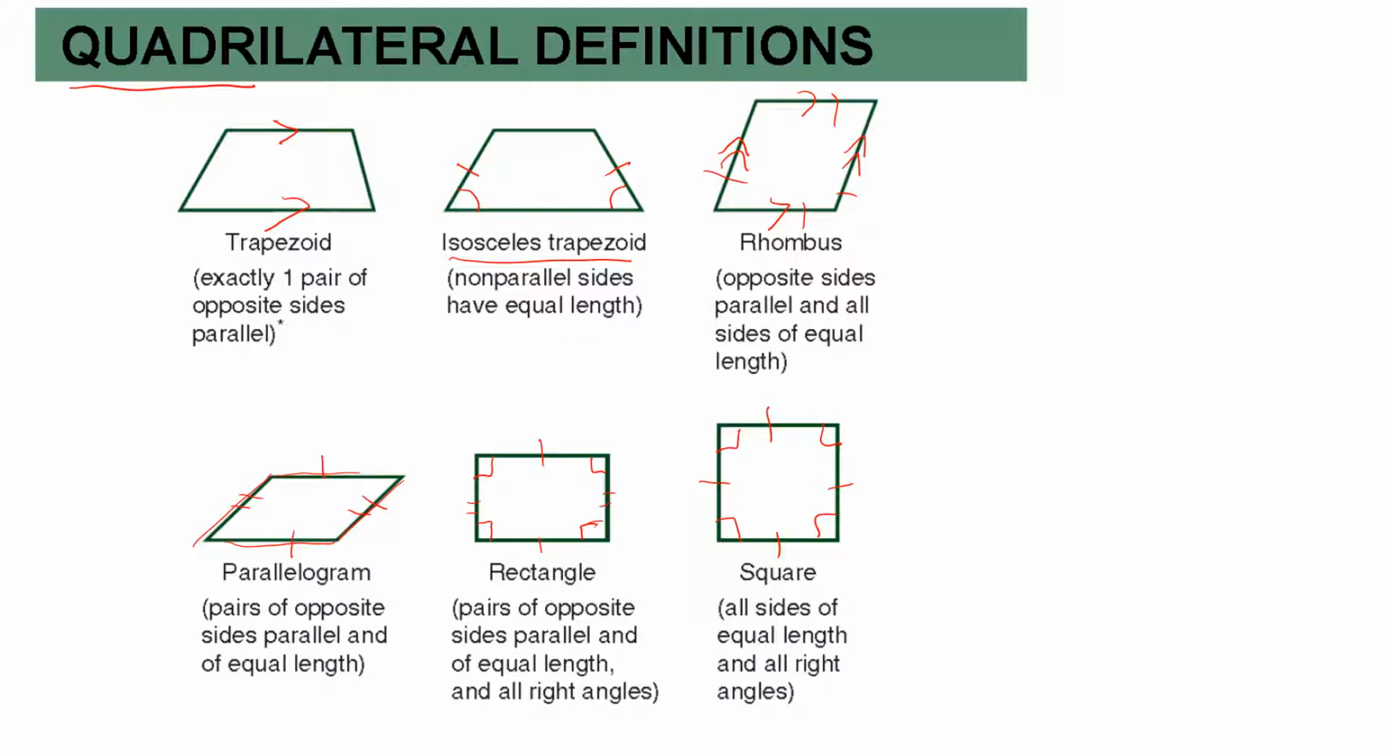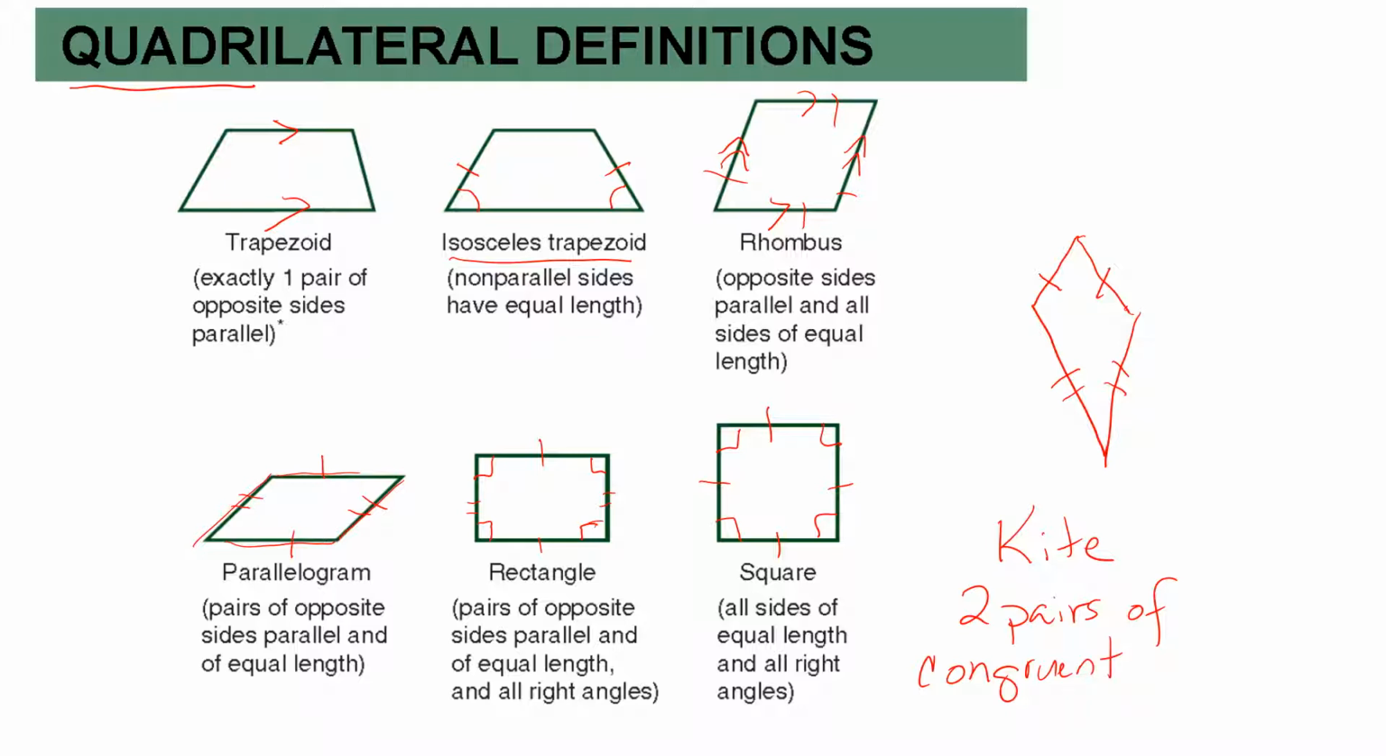One other that I do not have a picture of here is a kite. I know you know what a kite looks like. And this isn't a very good drawing, but a kite has two pairs of congruent sides, in this case not opposite, but adjacent sides. That's what makes a kite.